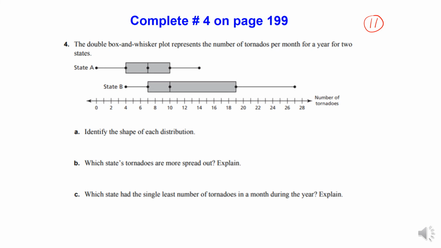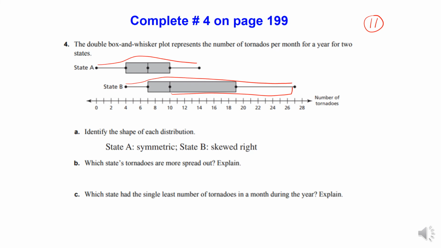Okay, so the first thing they ask you to do is identify the shape. Their meaning is it symmetrical or skewed. So look at your data, and it looks to me like state A is symmetrical. Then we look at this data. Whoa, state B definitely looks skewed right because 50% of the data is way over here, so I would say it's skewed right.